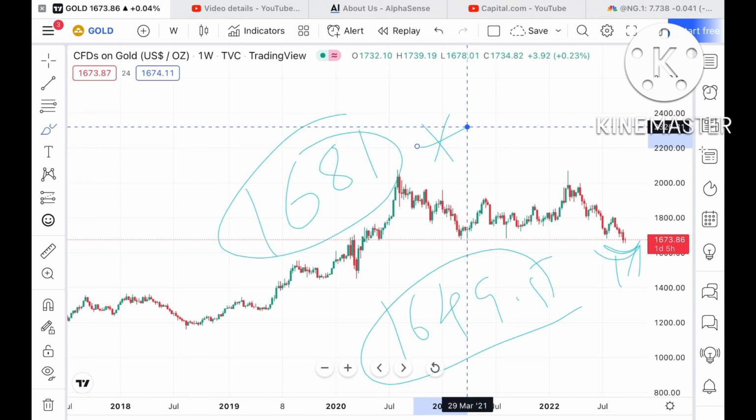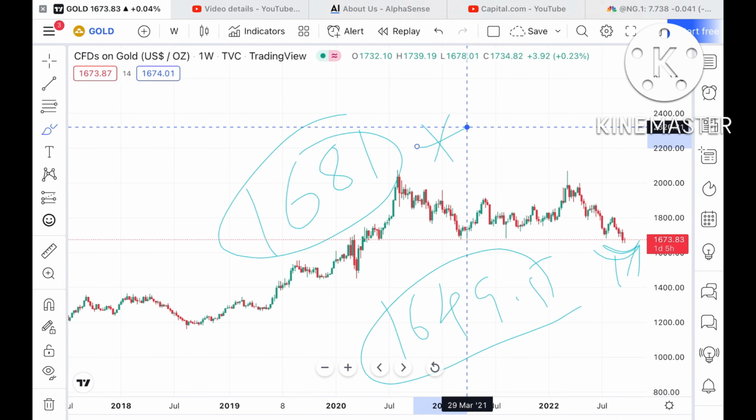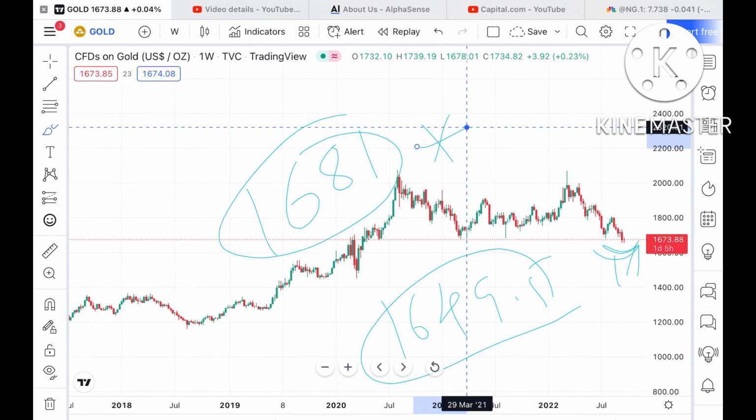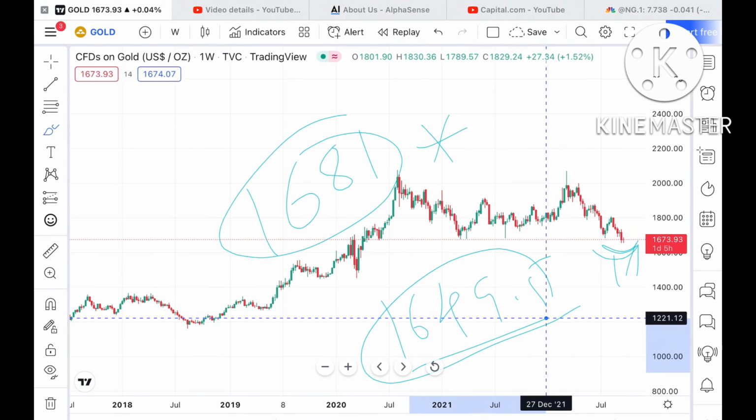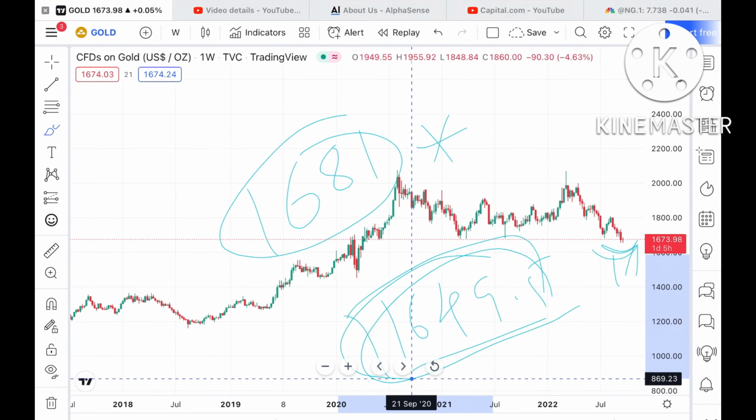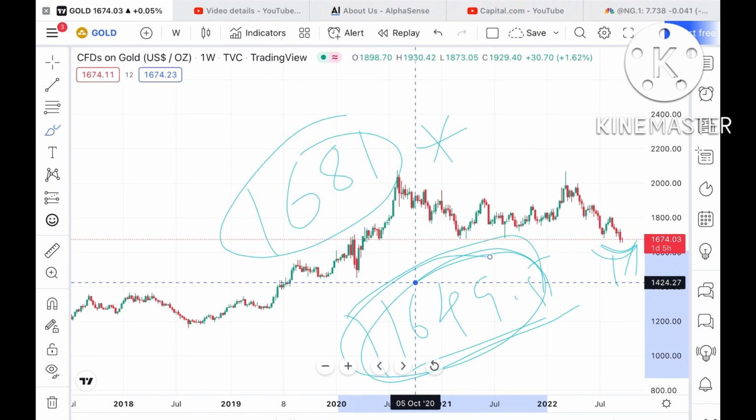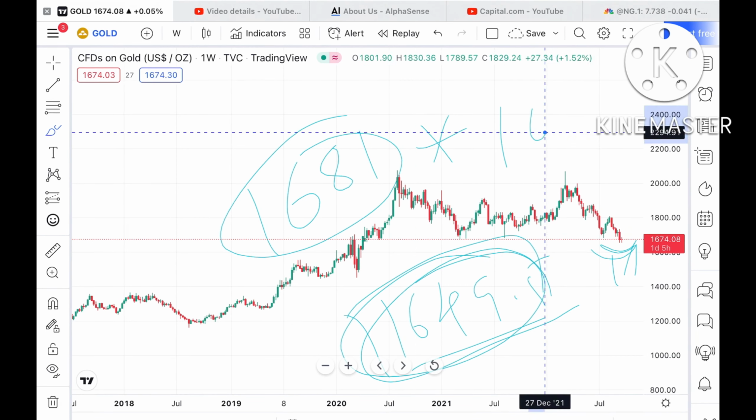1681 was a strong support, as I've told you in my earlier videos, that if the price falls below this level, it can move further low. This is where it has made a low of around 1649, which acted as a good support and has moved again to a level of 1674.